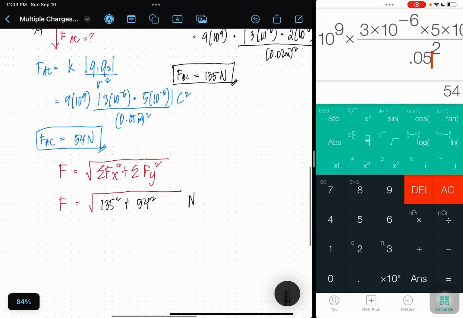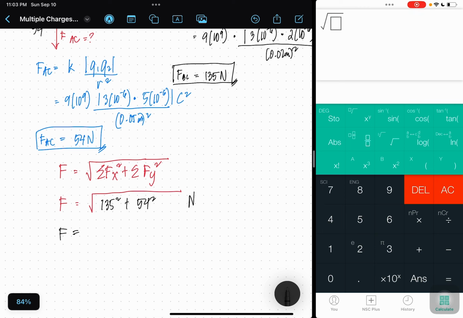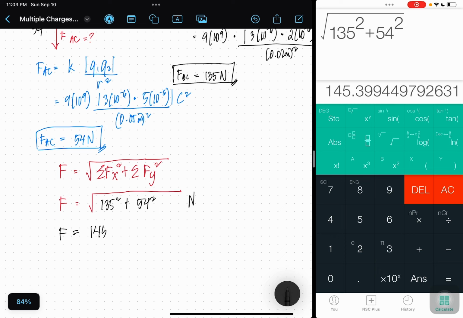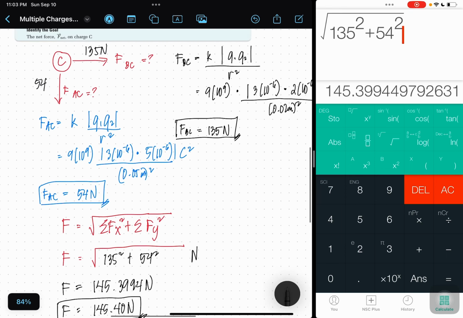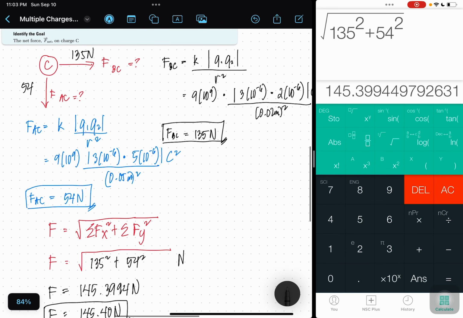And solving it, the force will become the square root of 135 squared plus 54 squared. So we're able to get 145.3994 Newtons, or equivalent na lang siya sa 145 Newtons. So I can accept this answer na. Then as you can see, if you can recall, may resultant force po yan na nandito. So tinatanong kung anong angle ito.